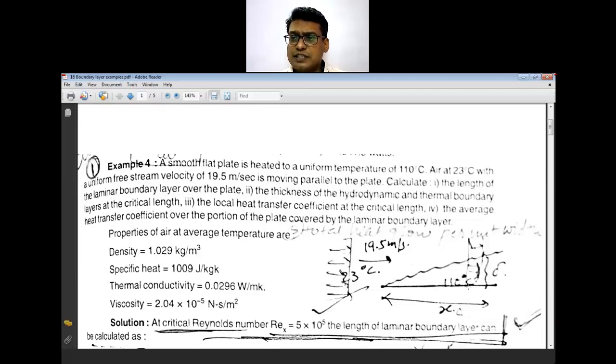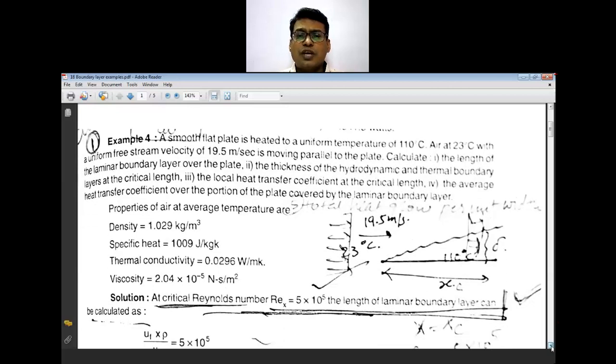So this is what our figure mentioned. 110 degrees Celsius is the plate temperature. Air is flowing at 23 degrees Celsius, having the velocity of 19.5 meters per second. These are the properties of the air: density of air 1.029 kg per meter cube. Specific heat is 1009 joules per kg Kelvin. Thermal conductivity of the air is 0.0296 watt per meter Kelvin. Viscosity of the air is 2.04 into 10 to the power minus 5 Newton second per meter square. So these are the physical properties of the air.